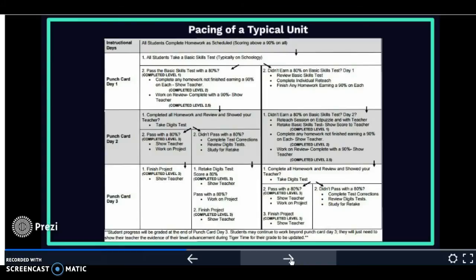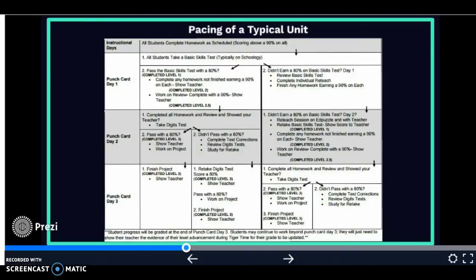Students will then take the topic test and score an 80% or higher. If students do not score an 80% or higher, they will complete test corrections and ask the teacher any questions that they have and prepare for a retake. Once students have completed the test with an 80% or above, they will work on a project for the remainder of the punch card days.